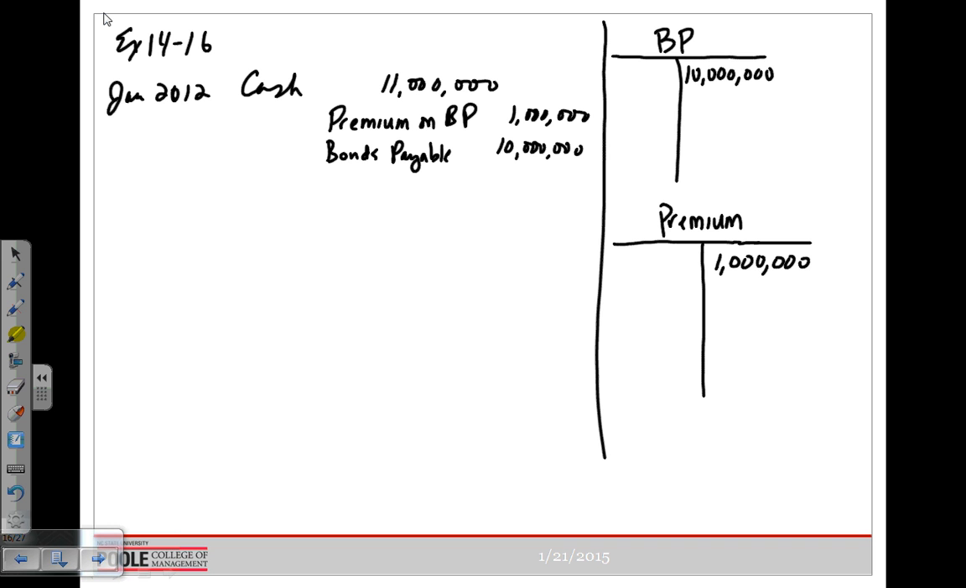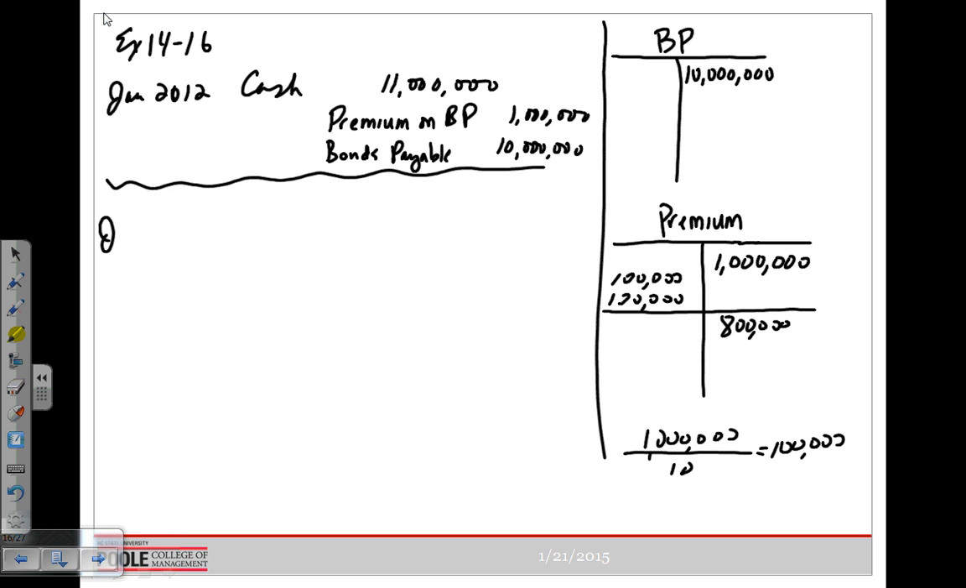The bonds are 10-year bonds. And so we're going to use the straight line method. So we would take 1 million, divide by 10, and we would amortize $100,000 per year. So we would have amortized $100,000 in 2012 and $100,000 in 2013. And so my balance in the premium account at December 31st, 2013, or January 1st, 2014, would have been $800,000, and I'd have a carrying value of bonds of $10,800,000.